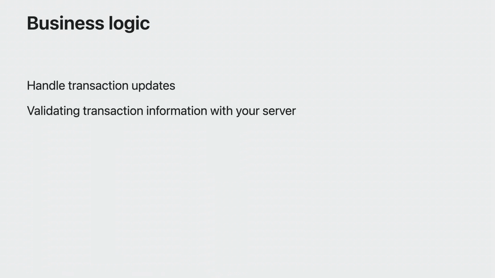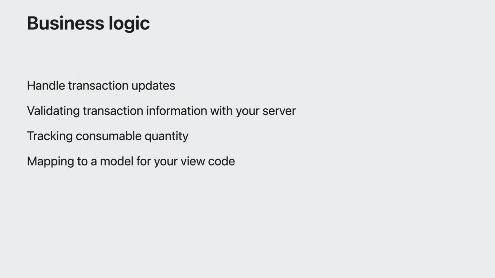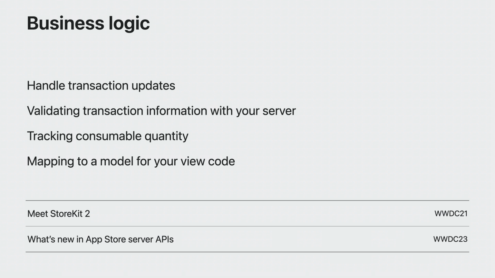StoreKit has some brand new APIs to make implementing these important capabilities just as easy and fun as selling your content. Before you get started with these APIs, you want to have already implemented your business logic, or at least have some scaffolding in place. Ensure you're handling updated transactions, cooperating with your server, tracking consumable entitlements, and creating a data model that's suitable for your UI code, among other things. I recommend checking out Meet StoreKit 2 and What's New in App Store Server APIs to learn more about implementing your business logic. I already went ahead and implemented our bird business logic into an actor called BirdBrain. You'll see me referencing this soon.